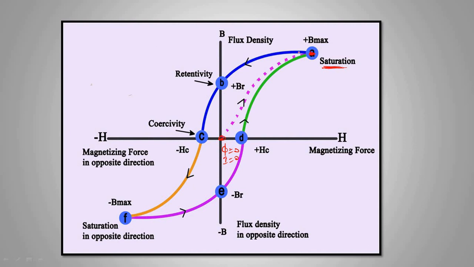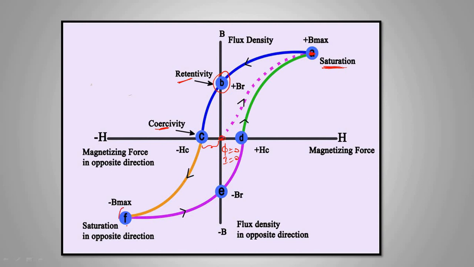So now we are decreasing the current. Even though the current is 0, some dipoles remain in that particular direction. Because of that, we have some residual flux, that we will call the retentivity or residual flux. In order to make that residual flux 0, we have to give additional magnetizing force in the opposite direction. That strength we will call the coercivity.